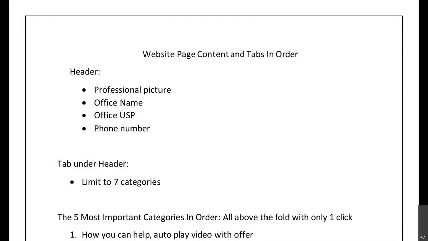What we want to do right now is take a look at your website pages. What are the website pages that you should have on your site and why? And which content is most important? Okay, so let's go ahead and take a look at that. So this is the web page. We're going to look at the web page, content, the structure, the layout, the tabs in order, things like that.